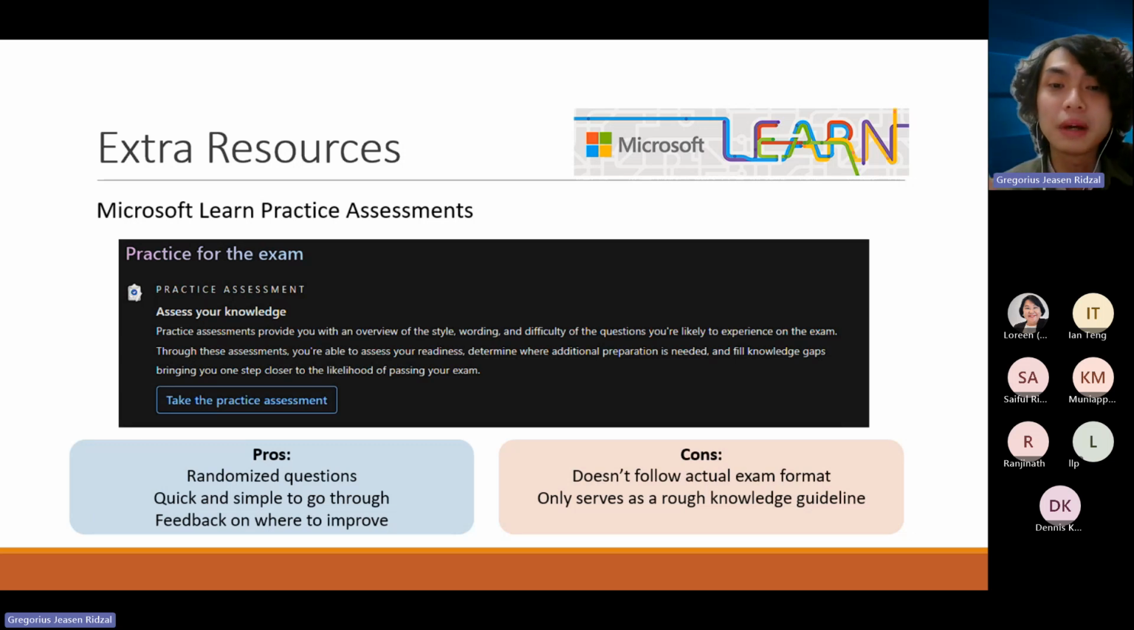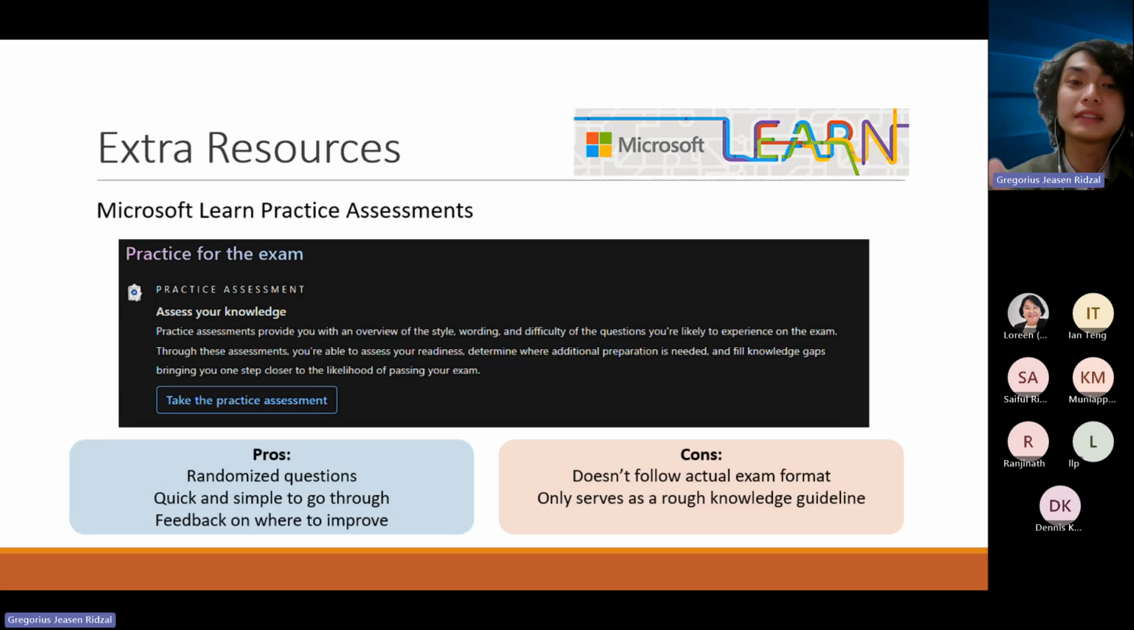And they do give you feedback on where to improve, like which chapter you should be focusing on. I'll show a screen on that in a little bit. Of course, there are some cons, in that it doesn't actually follow the actual format of the exam. So the practice assessment is all multiple choice.